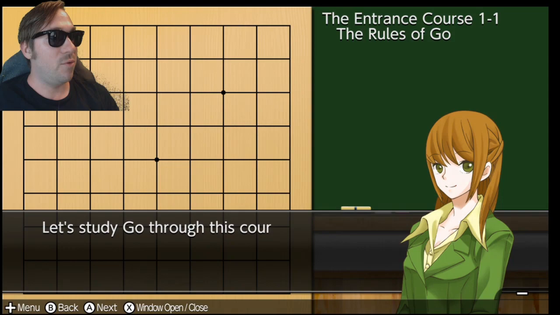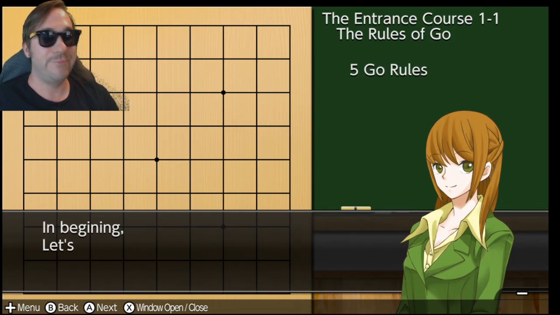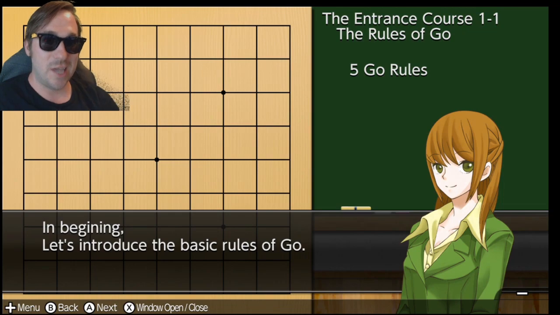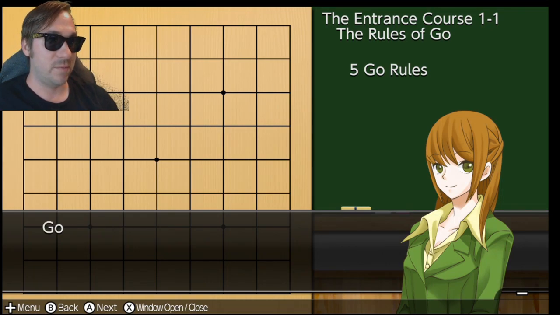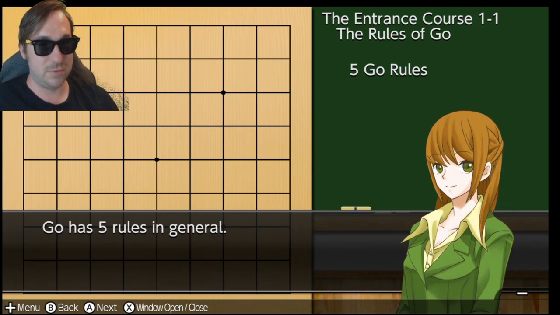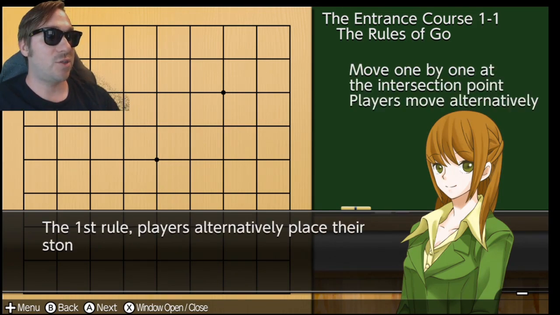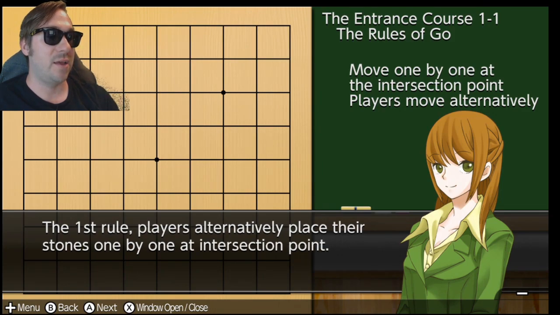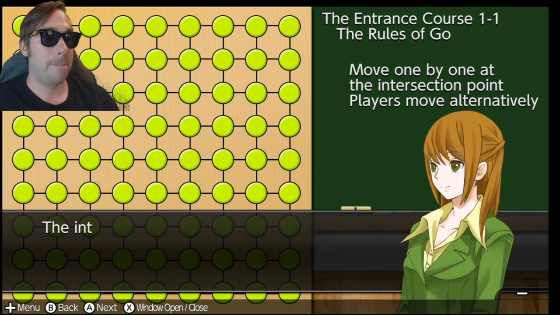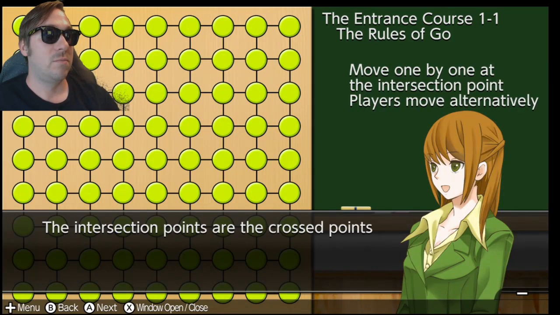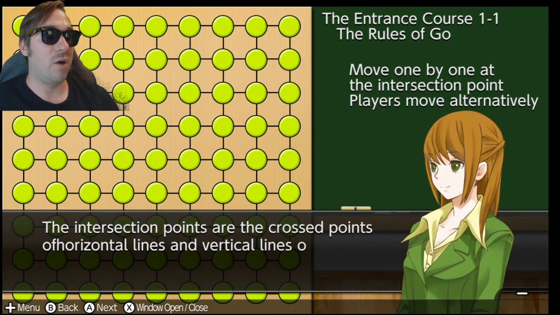So let's study Go through this course. Okay, Sayuri, down. I'm the English translator. Sayuri is the Go instructor. Together, here, we're about it. In beginning, let's introduce the basic rules of Go. Hajime mashou. Go has 5 rules in general. The first rule, players alternatively place their stones one by one at an intersecting point. Okay? The intersection points are the cross points on the horizontal and vertical lines of.